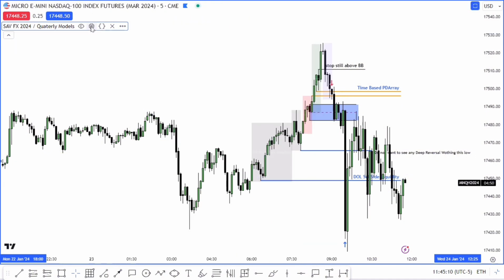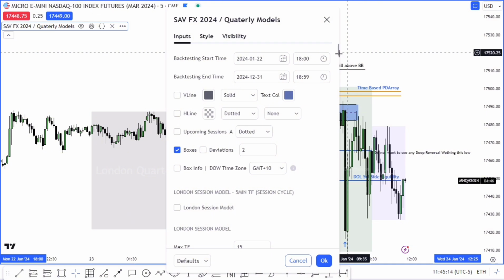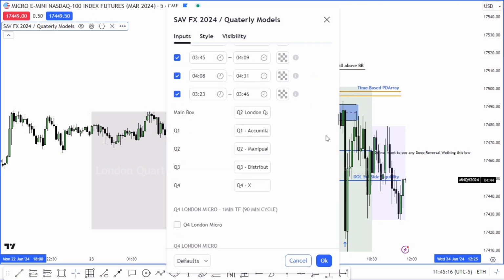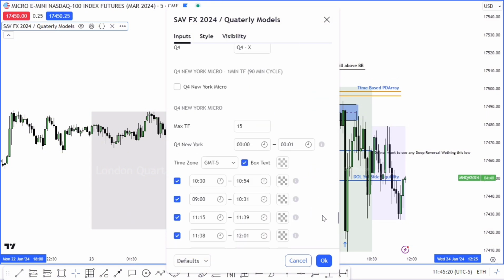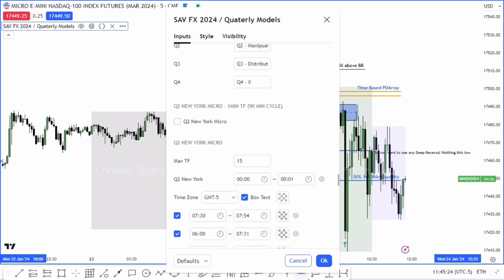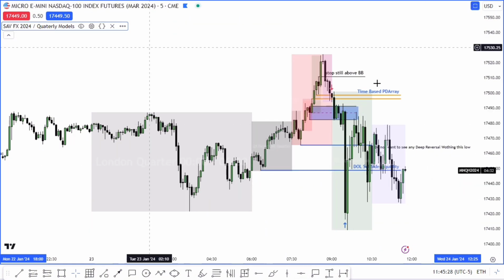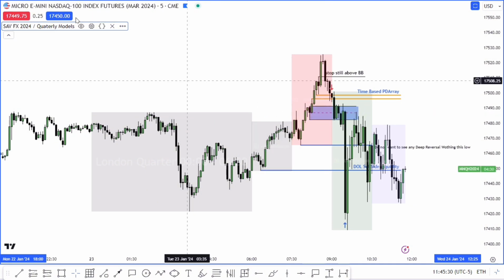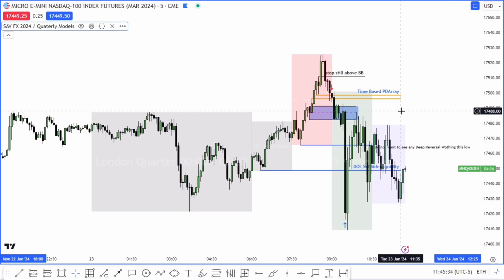Not the manipulation bag. Let's reduce that. Hope the audio is good, by the way. Okay, this is pretty much the asset class, or the asset class was Nasdaq, but the micro. And then this was simply the model.